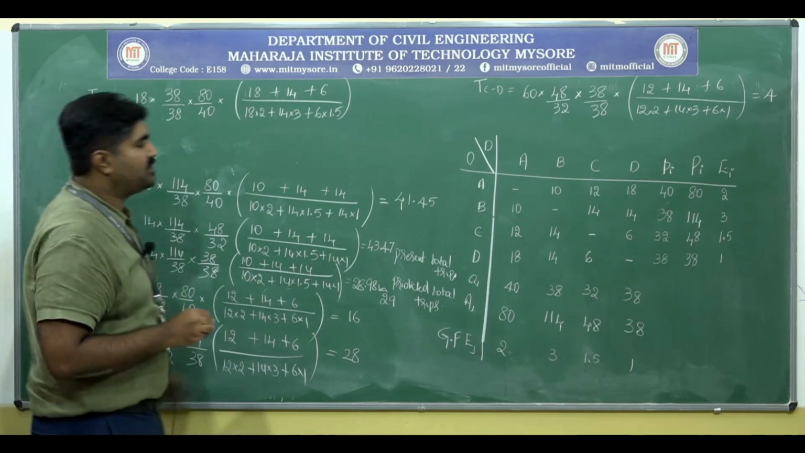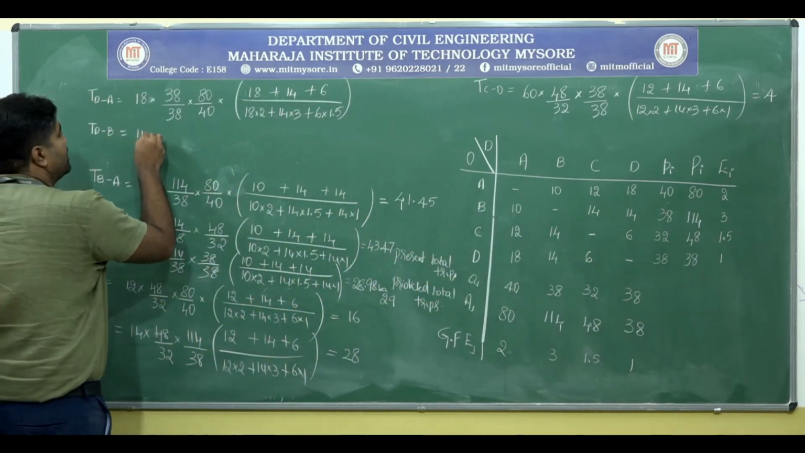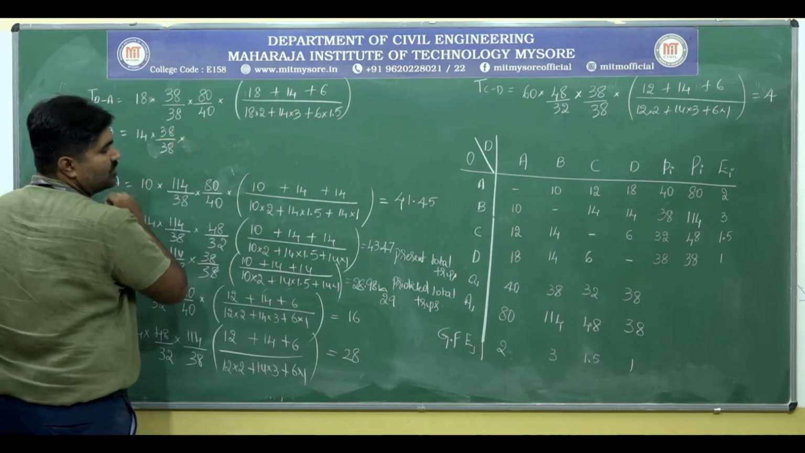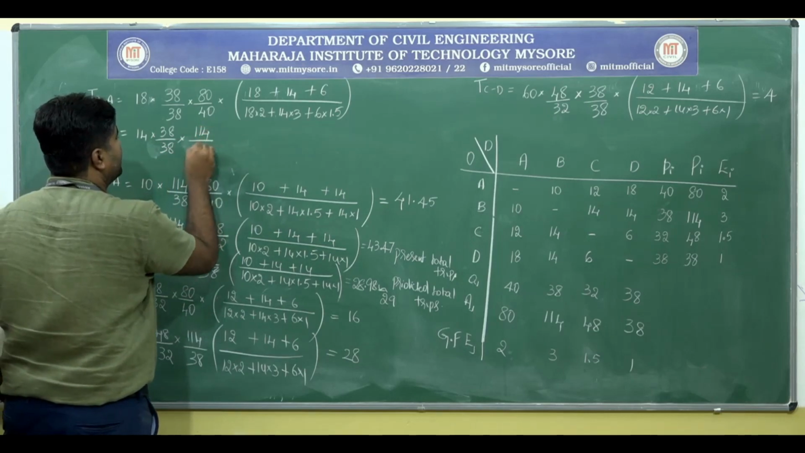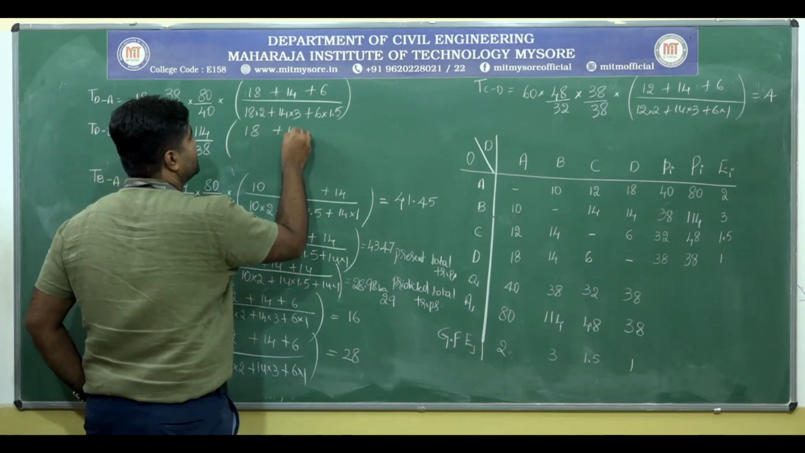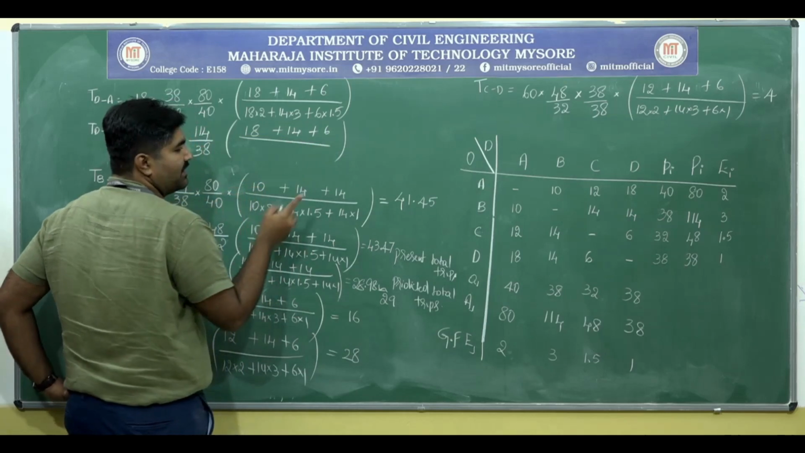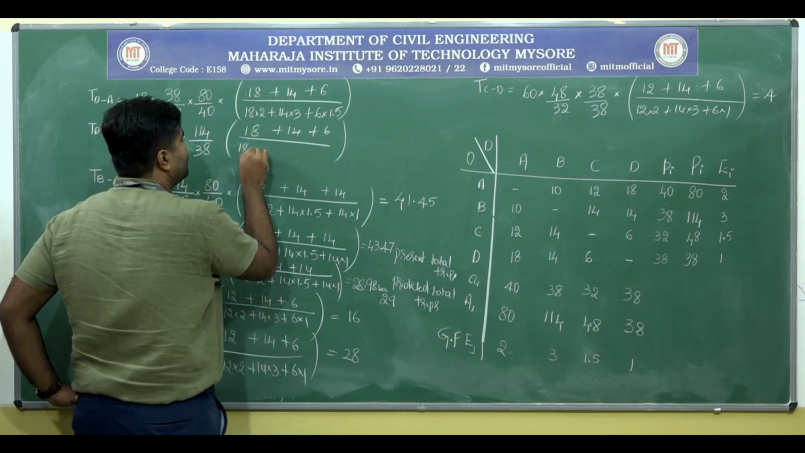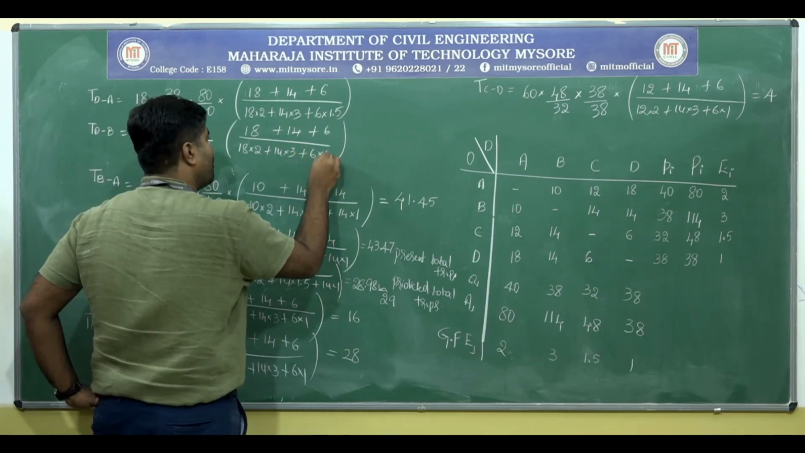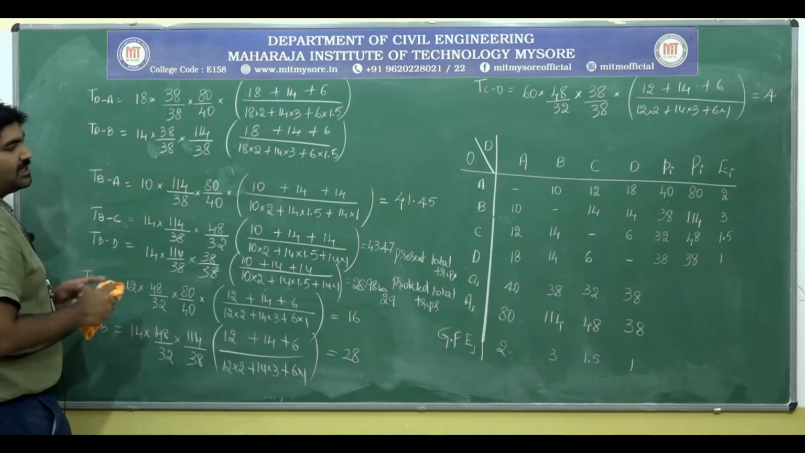Okay. Next, D to B. The trips between D to B, it is 14. 14 into 38 divided by 38 into 114 divided by 38. 18 plus 14, this remains same for the zones which radiate from D. 18 into 2 plus 14 into 3 plus 6 into 1.5.